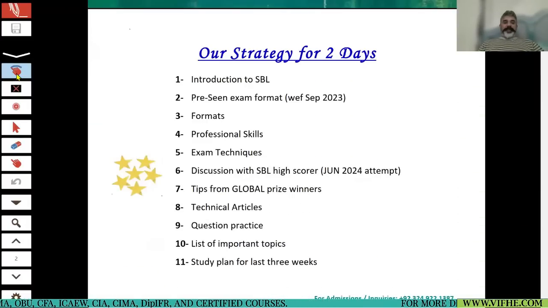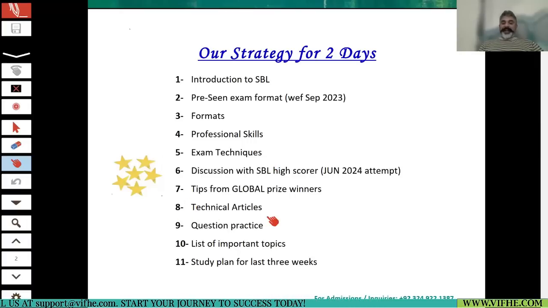What we will be covering is a quick introduction to SBL. We'll talk about the pre-seen formats. We'll discuss the various formats which can be tested in your exam. We will talk about all the professional skills. Most important, I will today cover the exam techniques. This is a very important segment for tonight. And then we will also be speaking with some high scorers who will share their experience so that we can pick up good points from them.